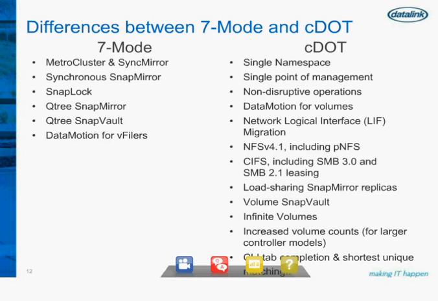So if I want to refer to a LIF, instead of having to type network interface, I can just do net int, and the Clustered ONTAP CLI allows that to work. And at any given point, I can type a question mark, and it will bring up possible completions and allow me to move forward just like you can with IOS or NX-OS. Just in general, it is a far more capable CLI.